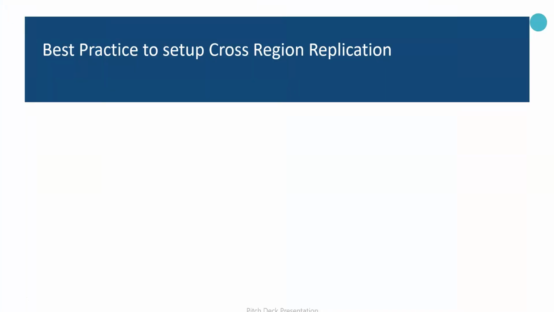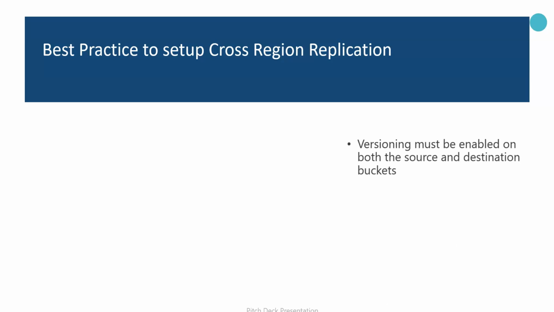The best practice to set up cross-region replication is to enable versioning on both buckets, one is the source bucket and the second one is the destination bucket. By default versioning is disabled, so make sure you enable versioning.